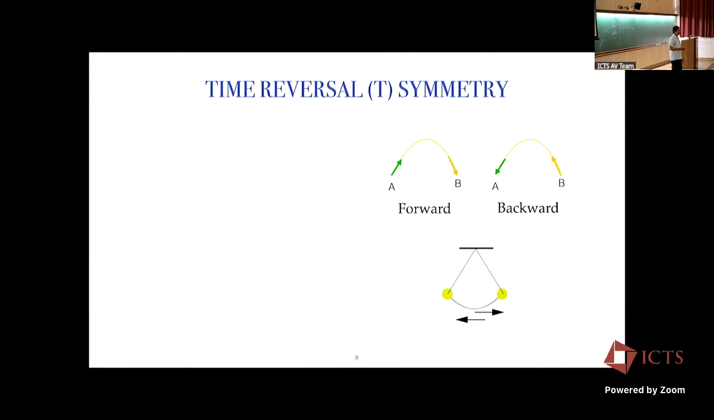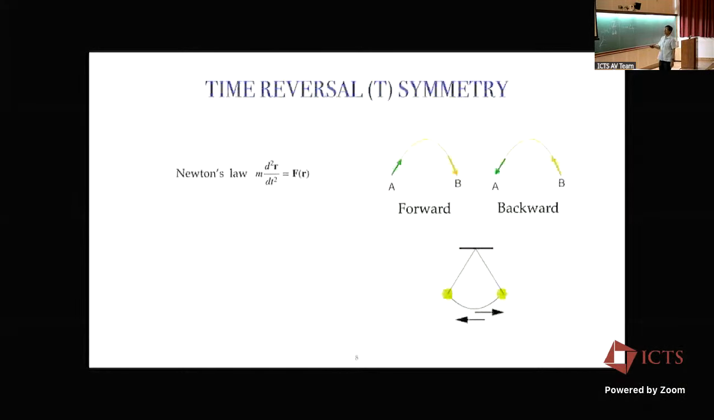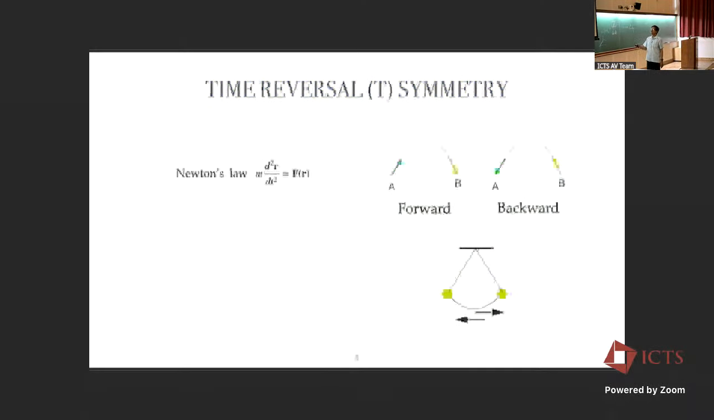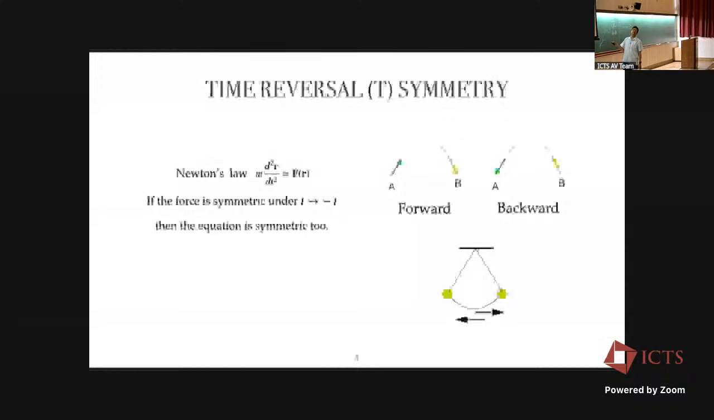Now the statement is pretty simple. So I will go with Newton's law, okay? We can also do it for the Schrodinger equation. So this equation is second order in time, but force is not dependent on time. I just want to make it clear that it's only R. Gravity, electrodynamics, Coulomb interactions, they are not dependent on time. So if force is symmetric under T to minus T, then this equation is symmetric.